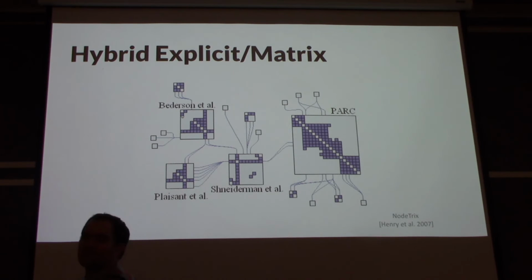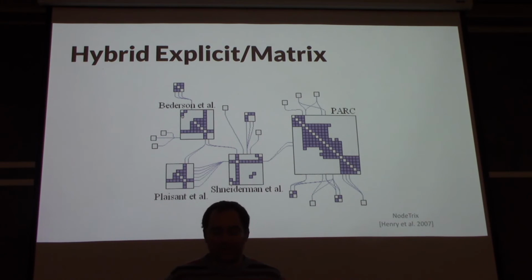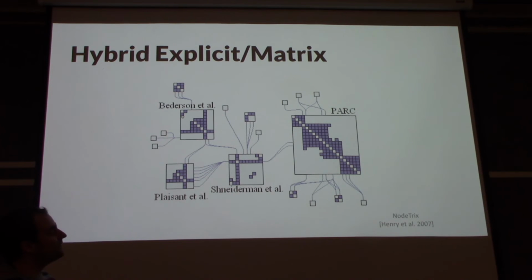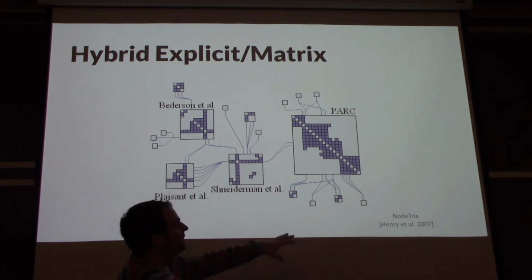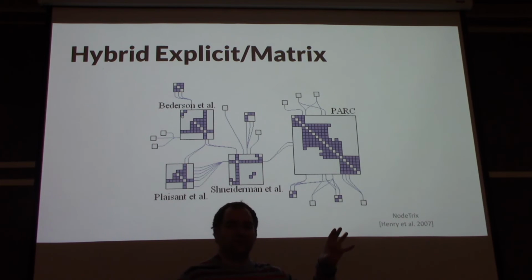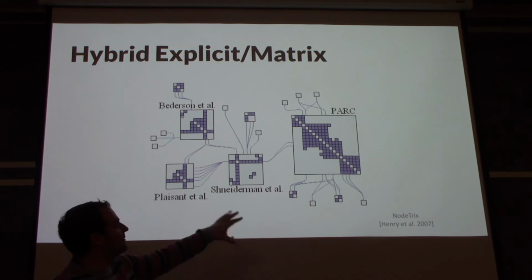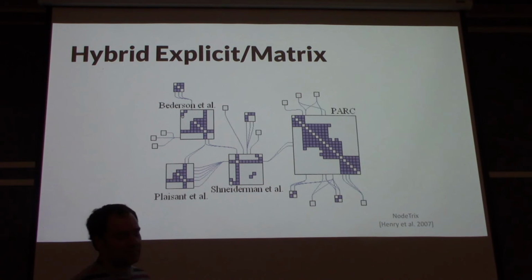Okay, so we talked about how matrices have downsides and node-link diagrams have downsides. Why don't we use them both together? And that's of course what people have thought about before. This is what the technique NodeTrix does. The idea of NodeTrix is really to use matrices for tightly connected components and to use links to connect other tightly connected components.